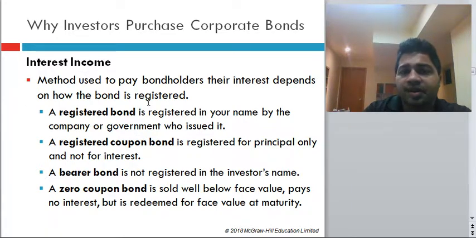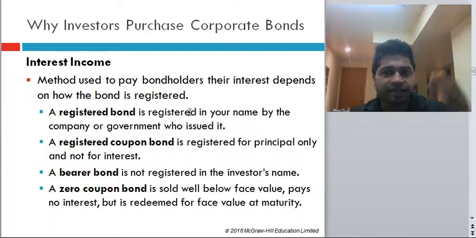The method used to pay bondholders their interest depends on how the bond is registered. Generally when bonds started, they were bearer bonds. Bearer bond means they give you a bond certificate. There is no name on the certificate and the coupons are attached to that certificate. Every 6 months you tear off one coupon, you go to the bank and get paid. That was the bearer bond. The risk was if your bond gets stolen, the person who has it will get the payments.